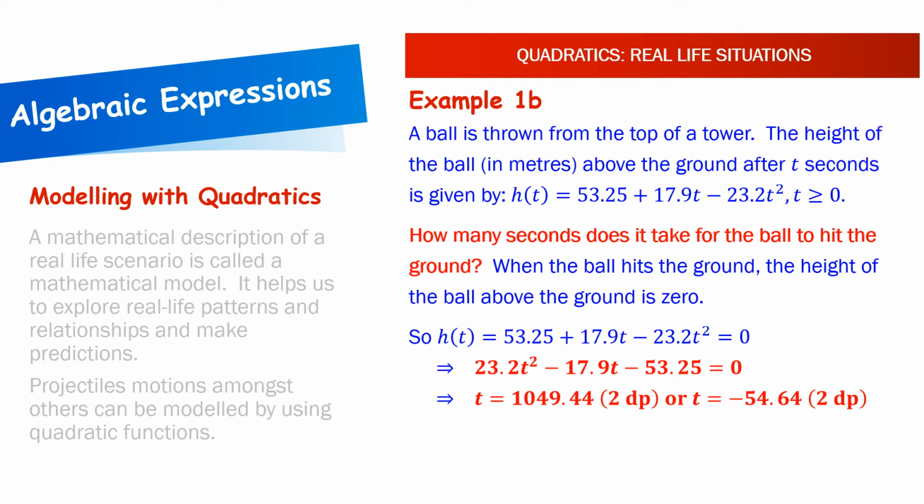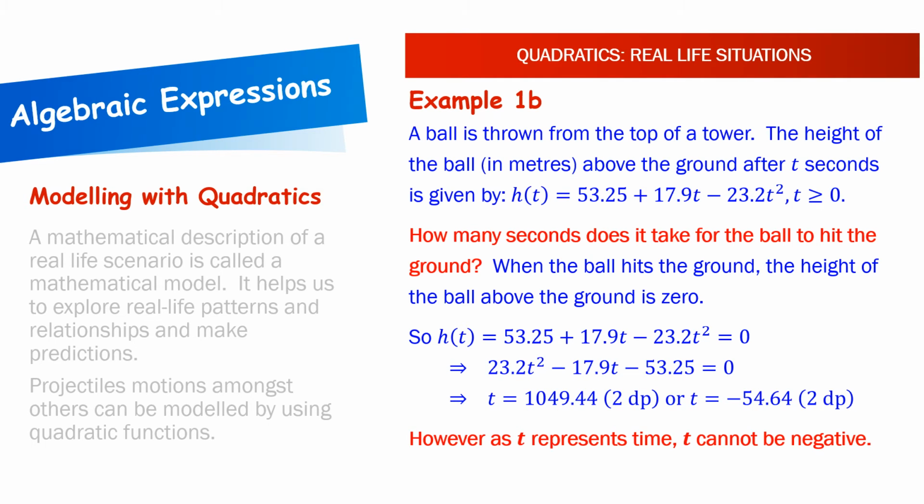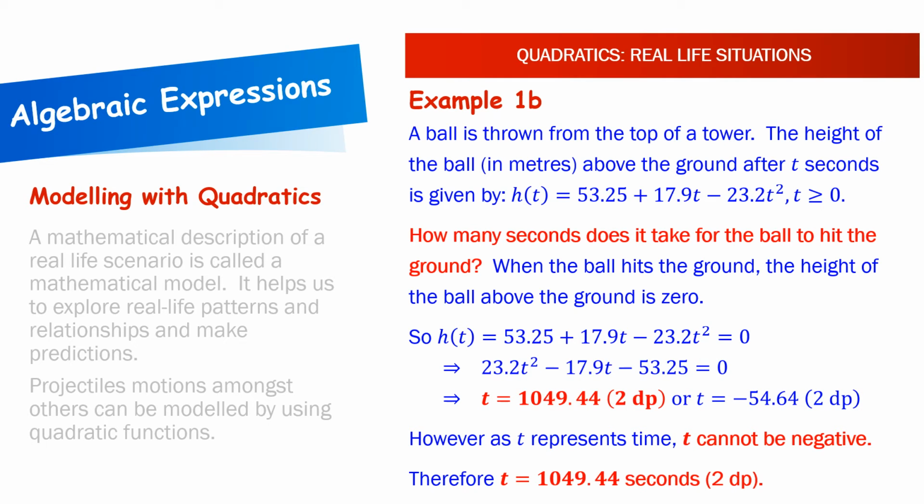Now when we solve for t using the quadratic formula, we obtain t is equal to 1049.44 to 2 decimal places, or t is equal to minus 54.64. However, as we know, t represents time, and therefore t cannot be negative. So t is in fact equal to 1049.44 seconds to 2 decimal places.